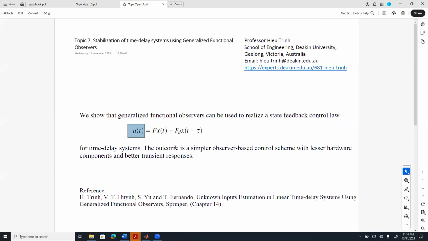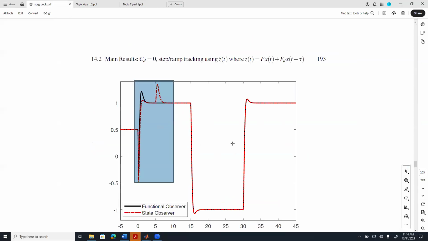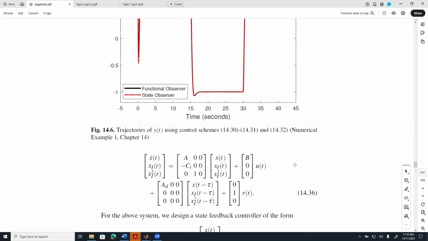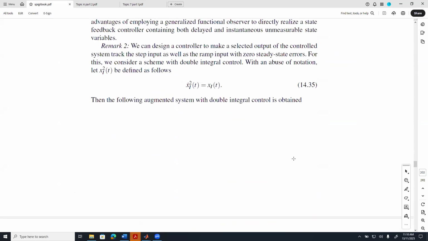We say that the outcome of using a generalized functional observer to directly realize a generalized functional results in a similar observer-based scheme, with fewer hardware components and a lighter computational aspect. And then the better change in response is what we are referring to in this simulation figure. Okay, so you can see that it's good to use the generalized functional observer directly.